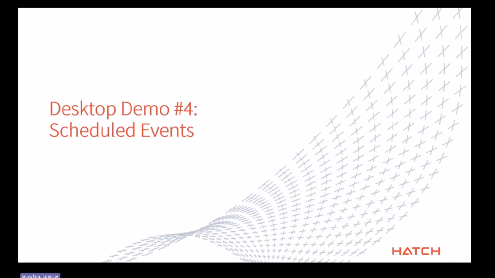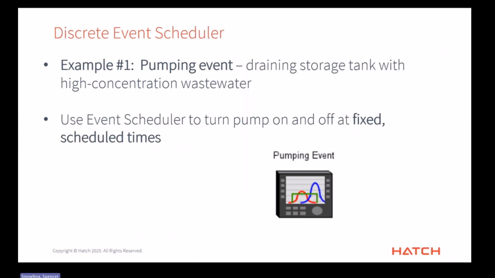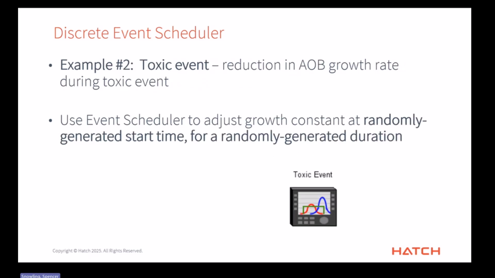Okay, so I'm going to show you a couple of examples here. The first one we're going to do is a pumping event. This is going to be a little bit like what Jacob did, sort of draining a storage tank with a high concentration wastewater, and that's going to go into the head of this particular activated sludge plant, and we can see what the effect is on the effluent. The second one is going to be a temporary reduction in the growth rate of the AOBs during some event, in which case some toxic thing is coming through and it's affecting the biomass. In this case, we're going to take advantage of the randomly generated aspect as well, for a randomly generated start time and then a randomly generated duration.